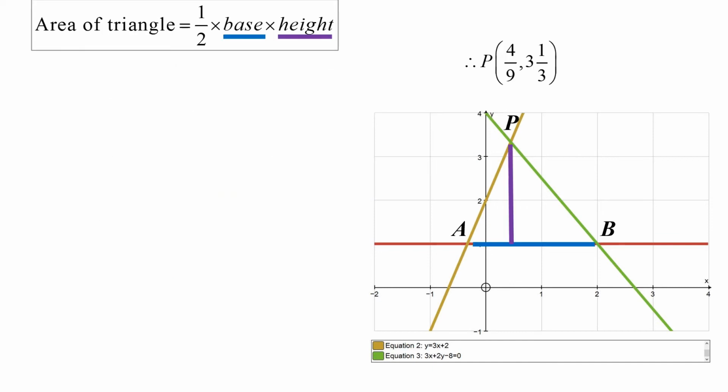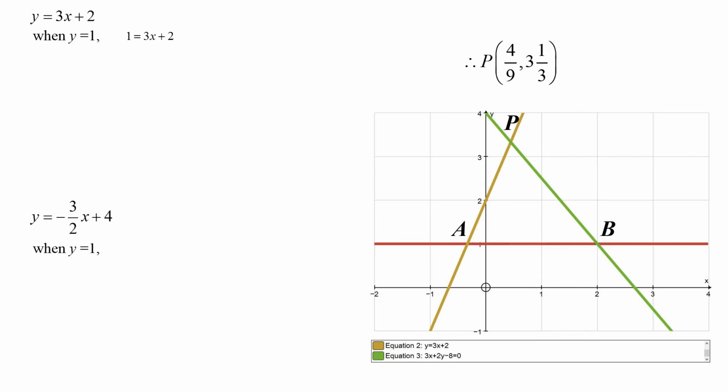And since the red line is a horizontal line, and we see that the triangle is enclosed by the three lines, the yellow, the green, and the red, we can use the simple formula of area of triangle, that is half times base times height, to find the area. In order to do that, we will make use of the coordinates of the 3 vertices.